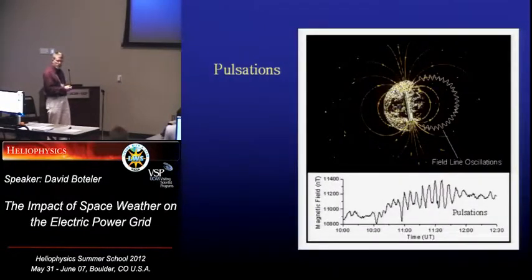And then the other type of magnetic activity we see on the ground is pulsations lasting anywhere from seconds up to minutes. We tend to be, in the GIC context, only concerned about the larger ones, the longer period, large pulsations like these examples shown here.